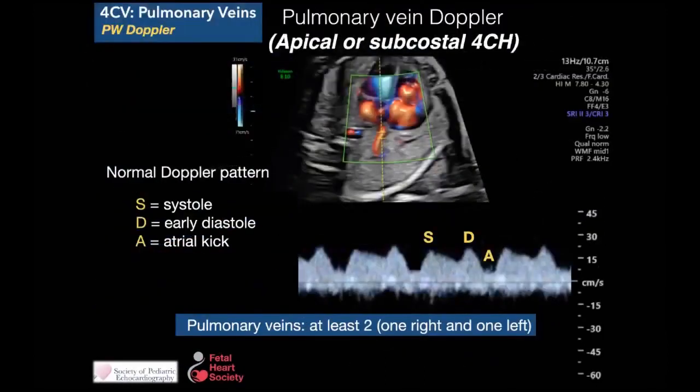And when in doubt, we use pulsed Doppler just to confirm the flow we are seeing is a pulmonary vein. The normal Doppler pattern for a pulmonary vein is forward flow, a triphasic waveform. As you can see here, the S wave, systole, is the first component, then the D wave, early diastole, and the lowest component is the A wave, which is the atrial kick in late diastole. And as part of the new guidelines, we want to pulse wave Doppler at least one on each side, one inferior and one superior.